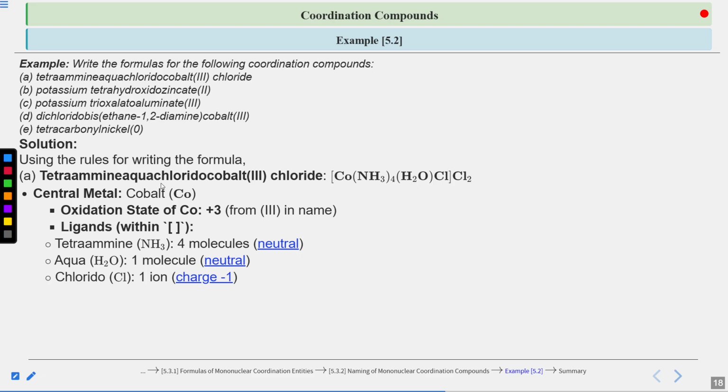Chlorido, we have been given chlorido. Remember, we have said that we will end the name of the ligand with O if the ligand is anionic. That means chlorine is present as a ligand and 1 ion is there because no prefix is used for indicating the number of this ligand, and also the charge it carries will be -1.